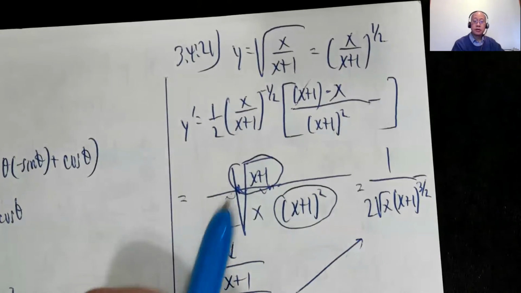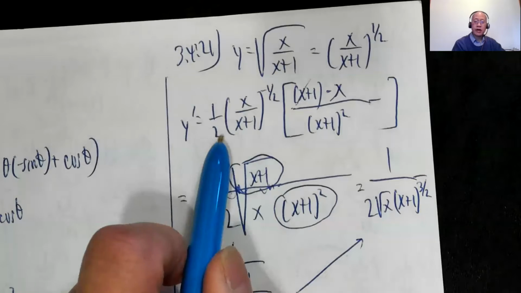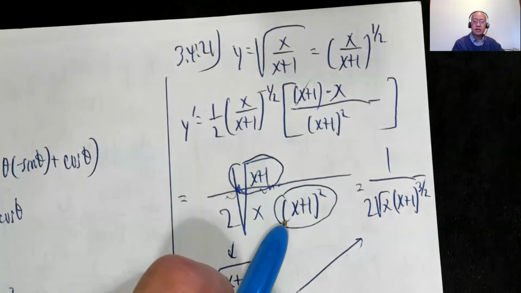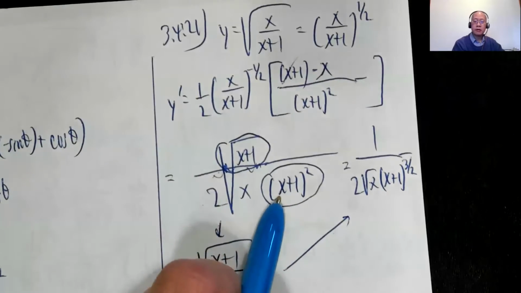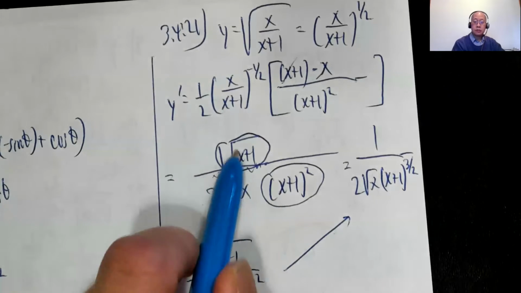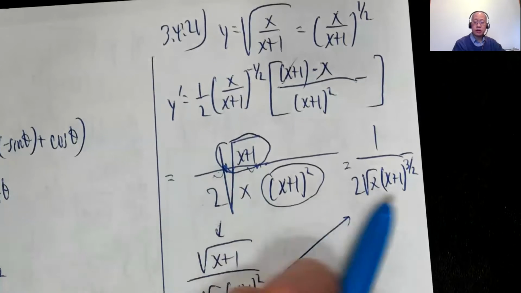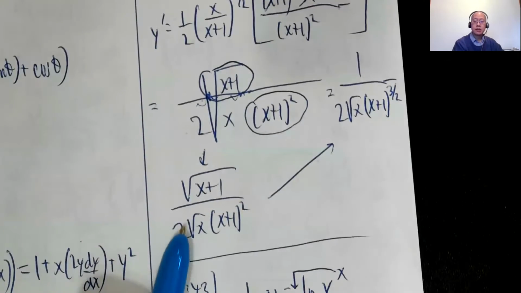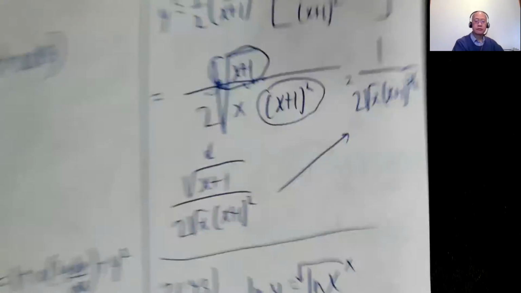So let's see, there's a 2 here. This is the square root of x plus 1 over x. That comes out to be 1. This is x plus 1 squared. Okay, so these two combine to give me x plus 1 to the 3/2 in the bottom, 2 in the bottom, radical x in the bottom. Okay, so this is the best final answer that we have right here.